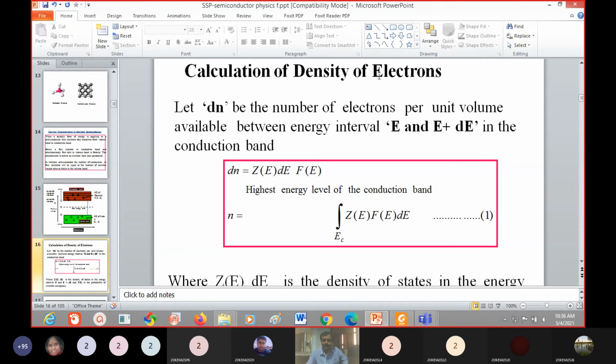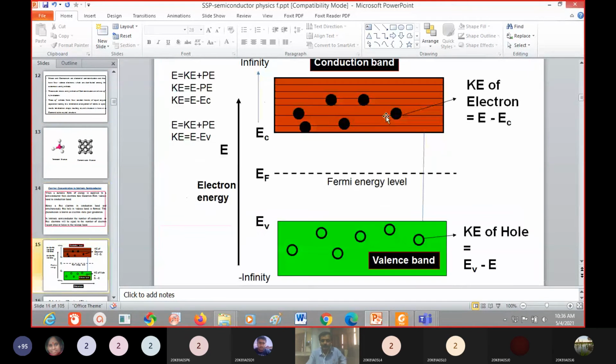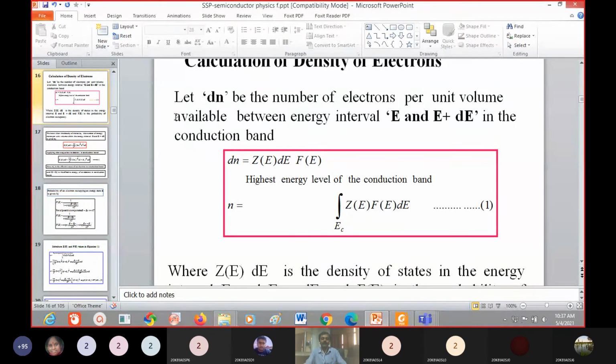Okay, let us take the density of electrons. What is the density of electrons? In case of a pure semiconductor, it means how many electrons will be present in the conduction band, how many energy states or electrons will be present. We have to calculate that, so that is the density of electrons. For that, let dn be the number of electrons per unit volume.